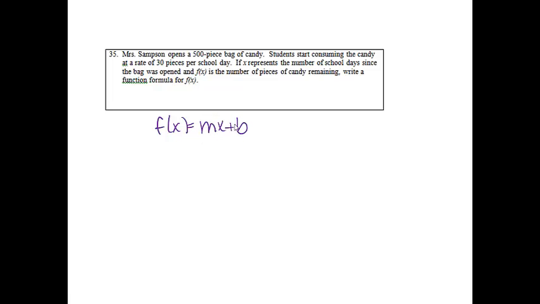M stands for the slope, and b stands for our starting amount. So my slope, students are starting to eat the pieces of candy, so this would be a negative 30 for the slope, and then we start with a 500-piece bag of candy. So that's what my function would look like. Another way of writing it would be 500, we started at 500, and the bag is losing 30 pieces every day. So either of those would be fine. F of x is just another way of writing y, remember.